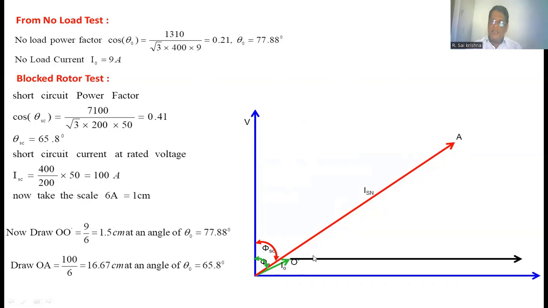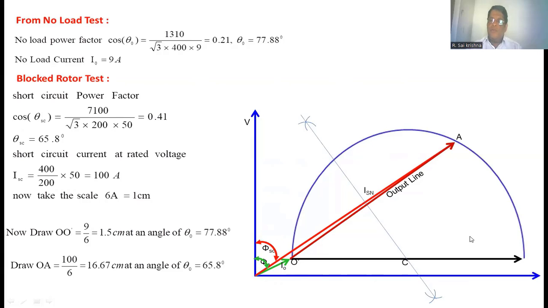Now we join O dash and A, which gives the output line. Now bisect O dash A, and we get the center for the circle, which is C. Now take C as the center and O dash C as the radius, and draw a circle. We get one half circle, which touches this black line at D.